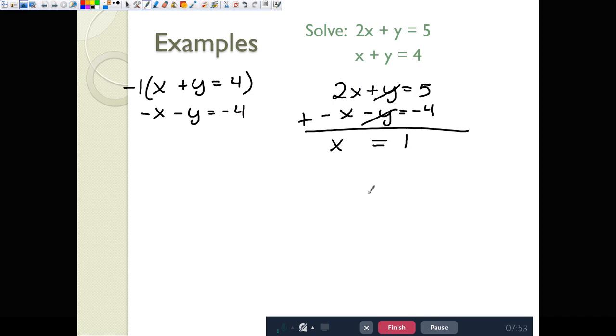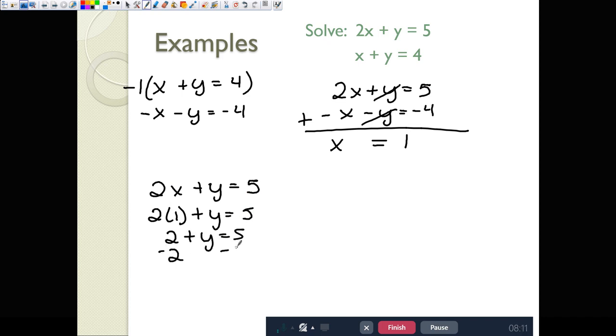I'm going to take one of my original equations and substitute in for x. So I have 2x plus y equals 5. I'm going to substitute in 1 for x and solve for y. So I'll have 2 plus y equals 5, minus 2, y equals 3. I could have substituted into my other equation and I would have gotten the same answer. So my ordered pair is 1, 3.